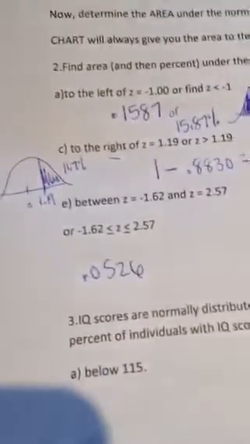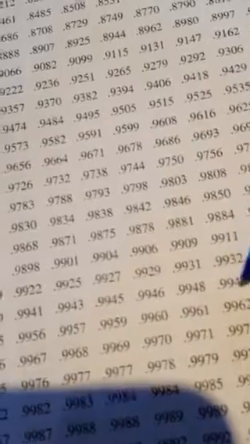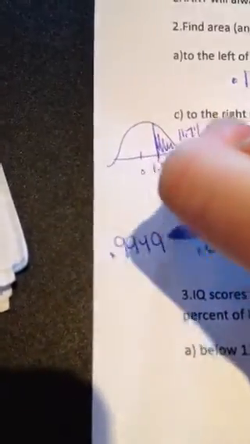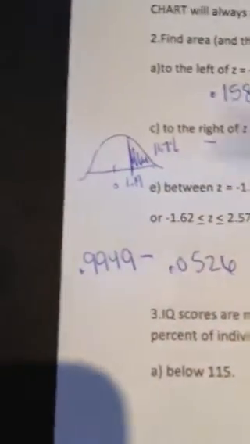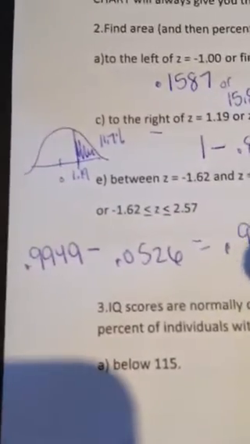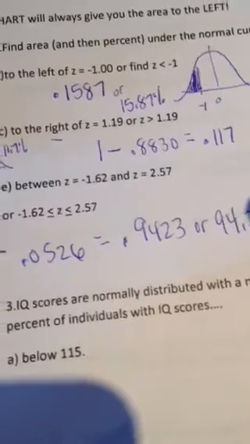The next one was 2.57, so go on the positive side, find 2.5, and now you've got to go to 7. Remember, the first column is 0. 1, 2, 3, 4, 5, 6, 7. Here it is, 0.9949. Always take the bigger one minus the smaller one. So it's 0.9949 minus 0.0526. Subtract those, and you'll get 0.9423, or if you want to write it as a percent, 94.23%.